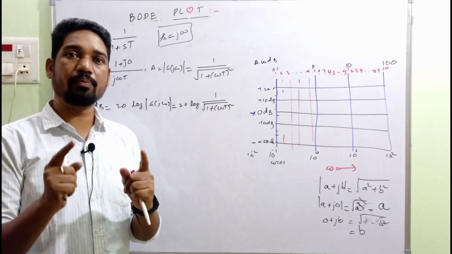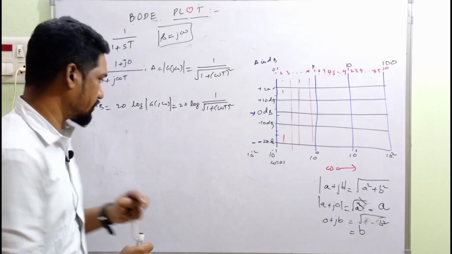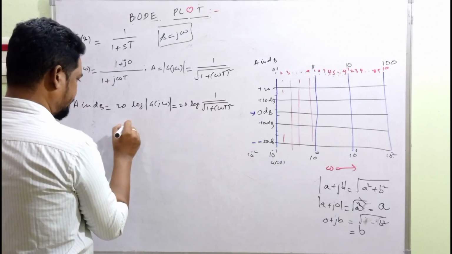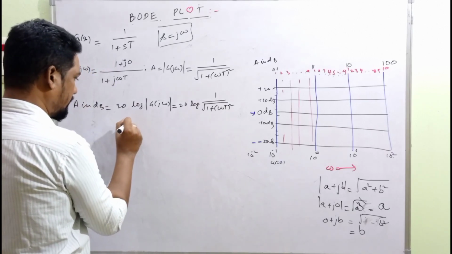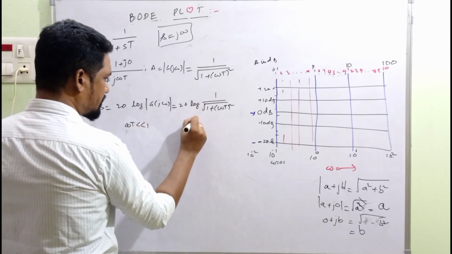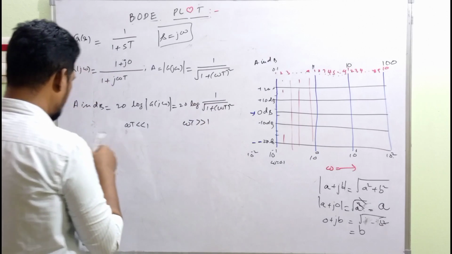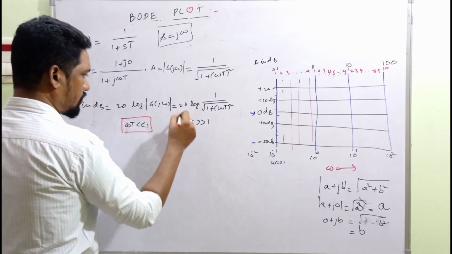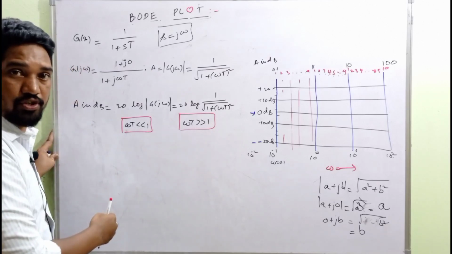Okay guys, I need much of your attention now. Now we have to talk about two separations: the frequency ωT being much lesser than 1, and ωT much greater than 1. Two important relations to be discussed over here to find what we are in search of.